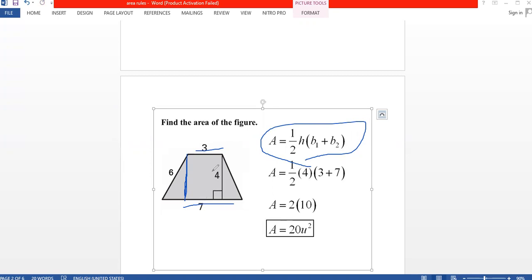Now, if we cut it, we have a rectangle and two triangles. Now we need to find the area of the rectangle and the two triangles, and we add them. The area of the rectangle is 3 multiply 4, because area of the rectangle is length multiply width, as you know. 3 multiplied by 4 equals 12. So the area of this rectangle is 12.